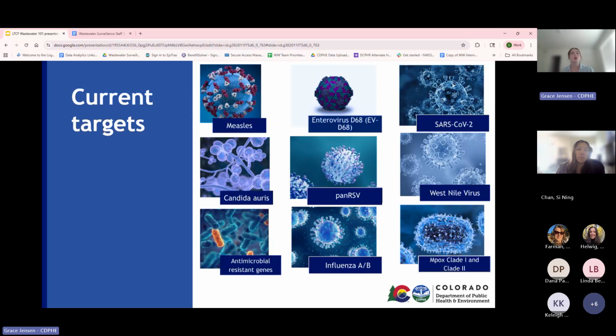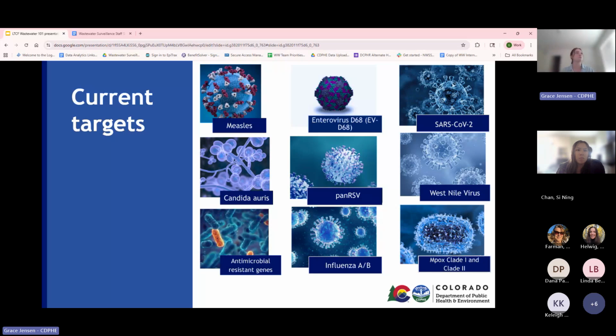On our public dashboard, you'll see COVID, flu, RSV, EVD68, and Mpox. We are currently in our pilot phase for measles and, of course, West Nile virus. We're also testing for Candida auris and antimicrobial resistance genes. While we're in our pilot period, we are posting most of those to our internal dashboard. We're just trying to figure out the best way to trend and visualize those before we push those to our public data.